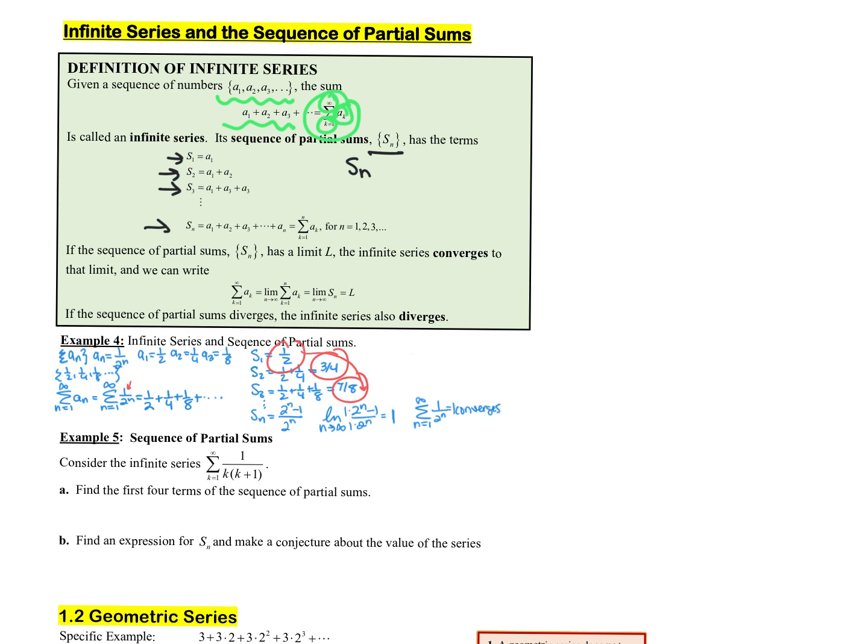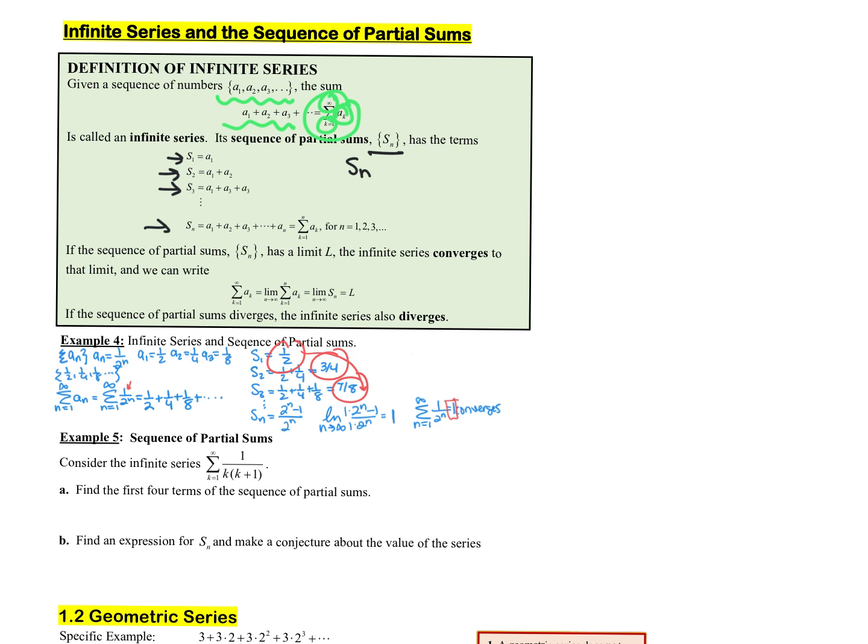So even though we're adding up lots and lots of numbers here, even though you're adding up infinitely many numbers, the sum will never go over 1. In fact, it's going to get closer and closer to 1. So we say this infinite sum equals 1. We say the series converges.